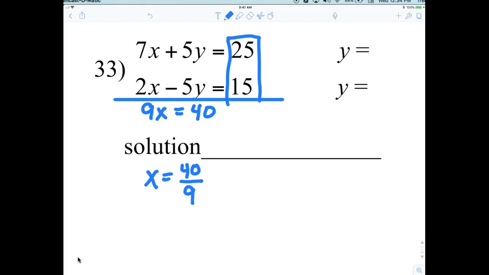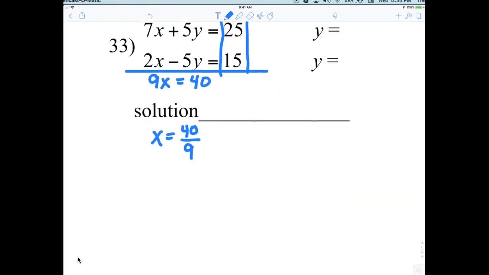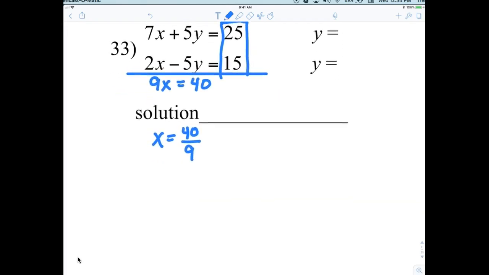Let the calculator do the work, and let me show you what I mean by that. If you have your graphing calculator, it's an important time right now so I can show you how to do all of the fraction work with the calculator. All right? So here we go. I'm going to use the second equation. So 2 times 40 over 9 minus 5y equals 15.